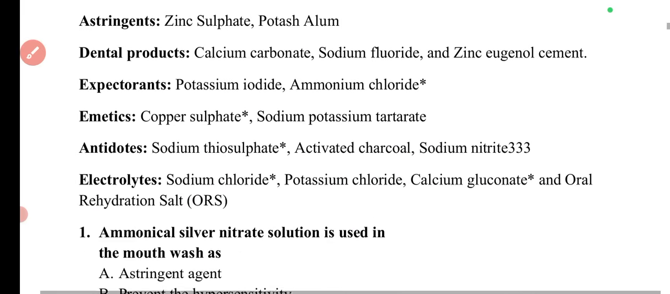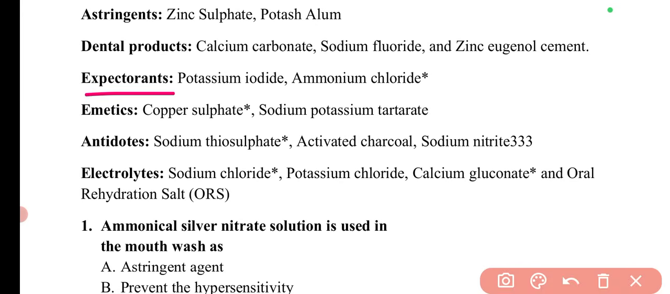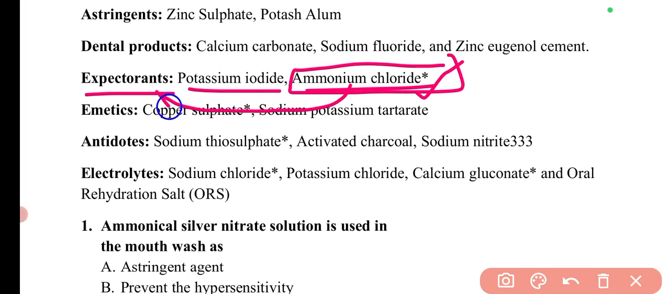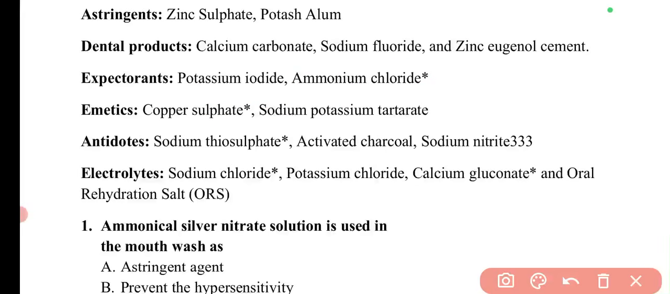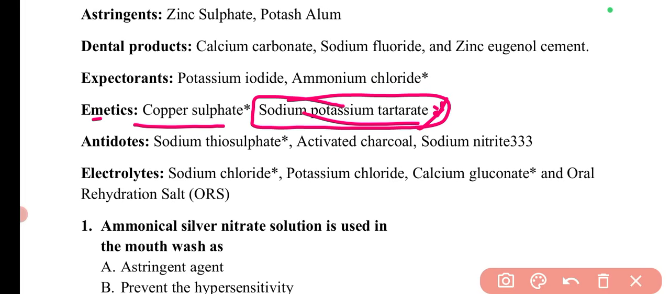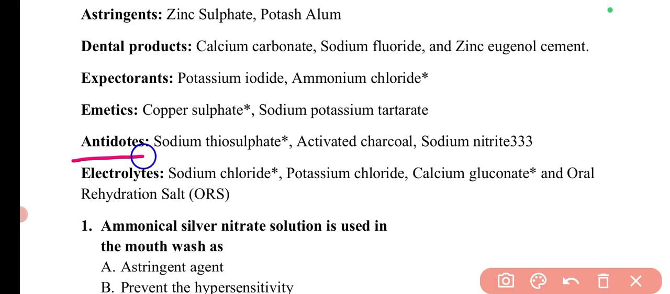Then next is expectorant. So expectorants are potassium iodide and ammonium chloride. Here ammonium chloride is very important, as I have already explained to you. This is the important compound in the expectorant class, and many times this question has been asked. Then next is the emetic. So in the emetic class, copper sulfate is there, sodium potassium tartrate. So here we haven't provided the star, but sodium potassium tartrate is also very, very important, and copper sulfate is also important.